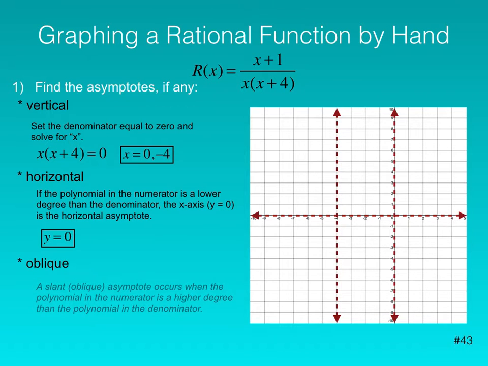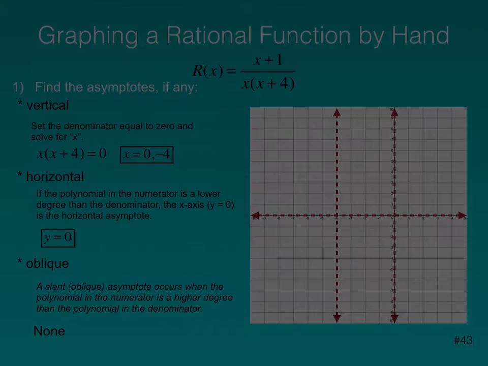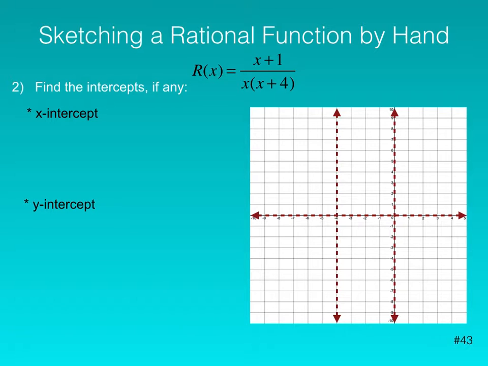We have no oblique asymptotes in this case because that only happens if the numerator had a higher degree than the denominator. There's no slanted asymptotes. So now what I want to do is look for any intercepts. To find the x-intercept, we set y equal to 0. So let's look at our given equation form of our function. Remember that r of x is another name for y. So we can write 0 equals x plus 1 over x times x plus 4.